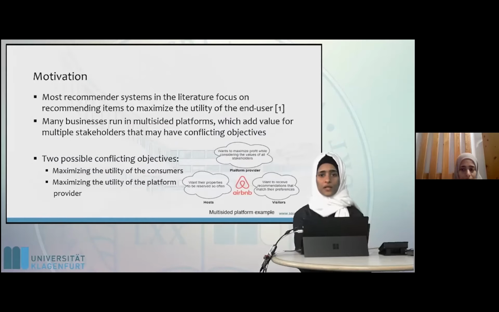Most of the literature about recommender systems focuses on optimizing for the end users when designing a recommender system. It turns out that only concentrating on the utility of the end users may lack the exploration of other aspects of the system, particularly if the system runs within a multi-sided platform. Multi-sided platforms add value for multiple stakeholders, each with different objectives. And keep in mind, their objectives may conflict. Here you can see an example of a multi-sided platform, Airbnb, with multiple stakeholders. In our work, we will have 2 possibly conflicting objectives: maximizing the utility of the consumers and maximizing the utility of the platform provider.